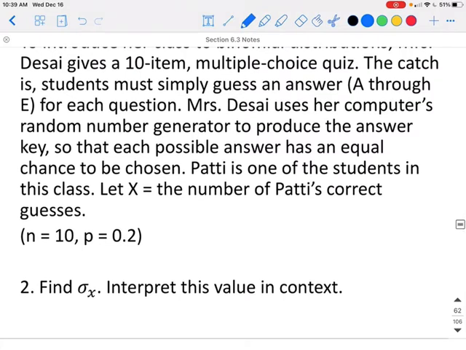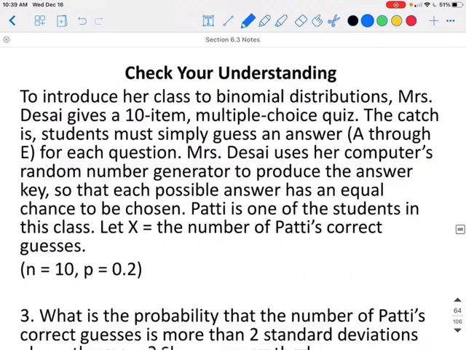Find the standard deviation and interpret this value in context. So to find the standard deviation, remember our formula is the square root of the number of trials times the probability of success times the probability of failure. There are 10 questions. The probability of success is 20%. So if you have a 20% chance of getting it correct, you have an 80% chance of getting it incorrect. And so this will give us 1.265. So this means we would expect individual student scores to vary from the mean of 2 correct answers by an average of 1.265 correct answers.